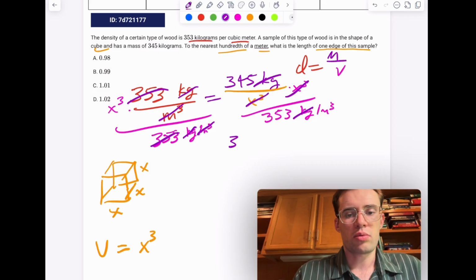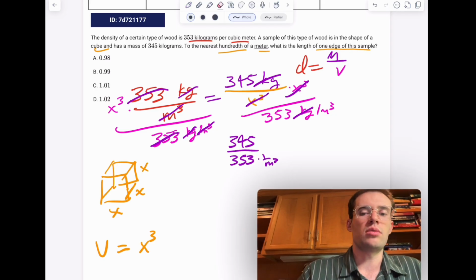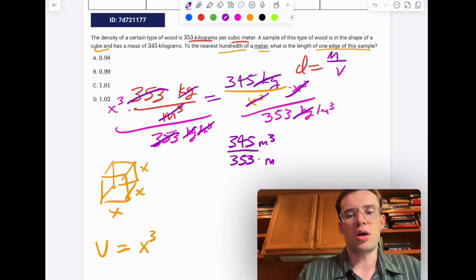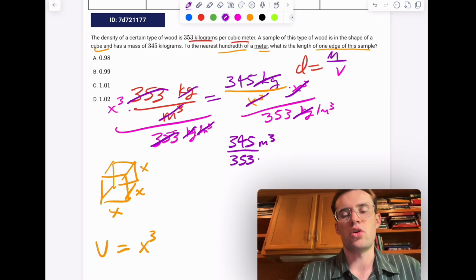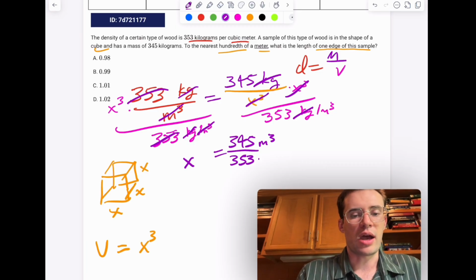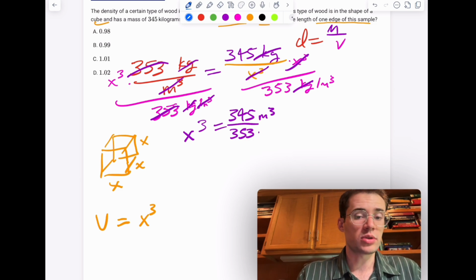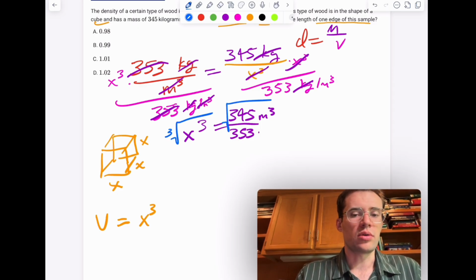We end up with 345 divided by 353 times 1 over meter cubed, which actually means the meters cubed go up to the numerator. Basically this is meters to the -3 power in the denominator, so that flips up and becomes positive if you know your exponent rules. So that's equal to x cubed. We want to find x. So what we could do is take the cube root of both sides of these. Cube root of the left side, cube root of the right side.